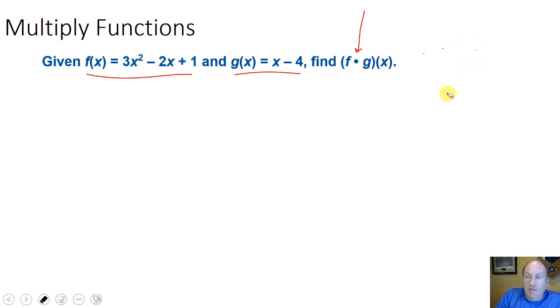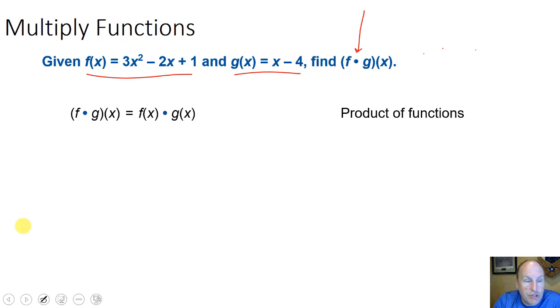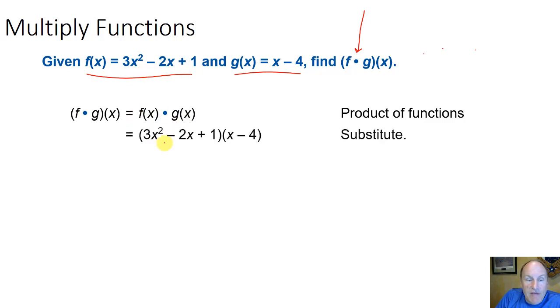So f times g of x, we're going to use the product property of functions. And so f times g of x is equal to f of x times g of x. Substitute in. Everywhere we see an f of x, you're going to go ahead and substitute in that expression, 3x squared minus 2x plus 1. Everywhere you see a g of x, you're going to put in an x minus 4.